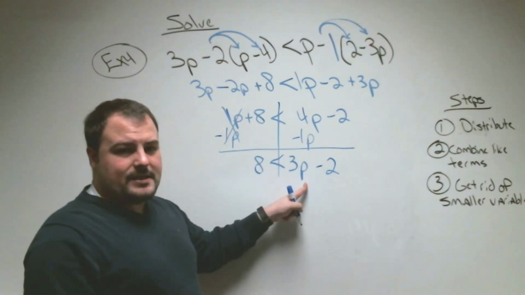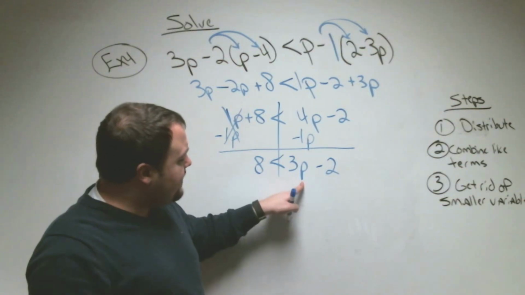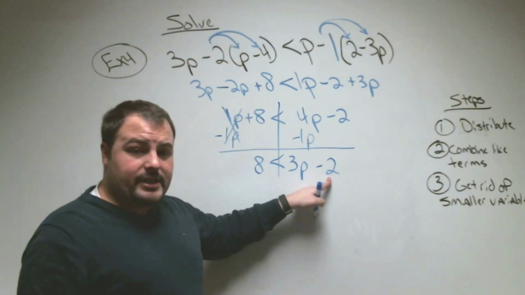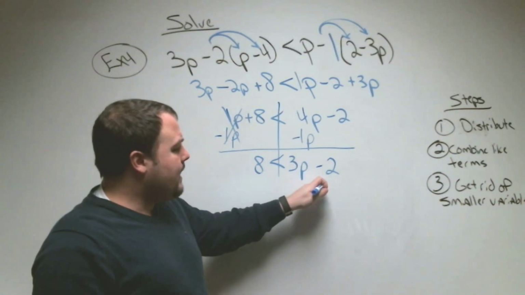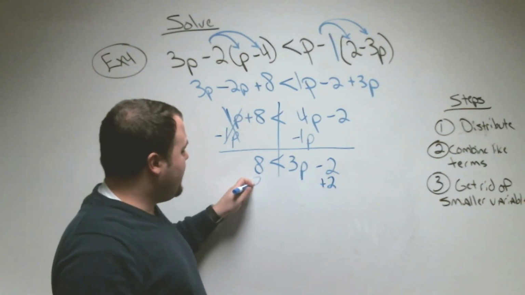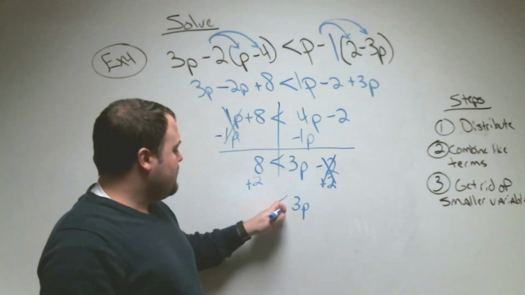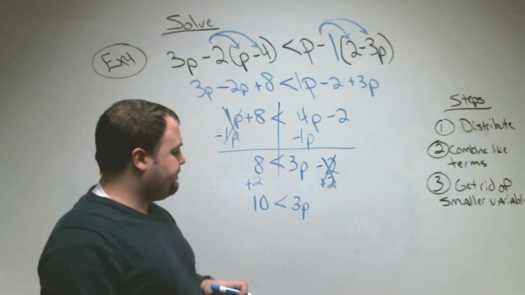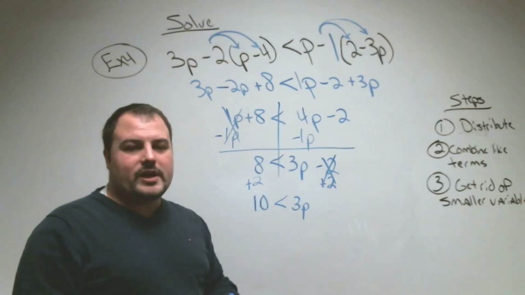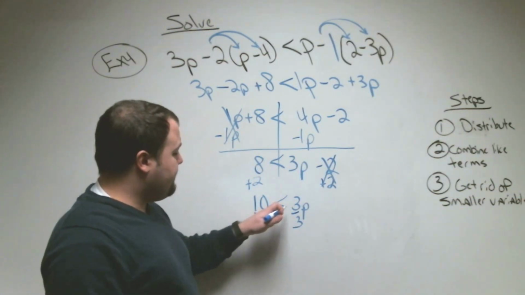Now I want to get p by itself, so now we're solving this like a two-step problem. If we want to get p by itself, we're either going to get rid of 3 or the negative 2. Well, first we have to get rid of the negative 2 by adding 2. So we add 2. This cancels out. We have 3p is greater than 8 plus 2 is 10. And now the last thing we've got to do if we want p by itself is divide by 3. Divide by 3.